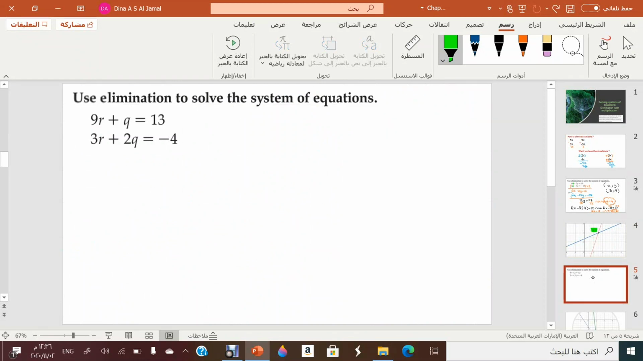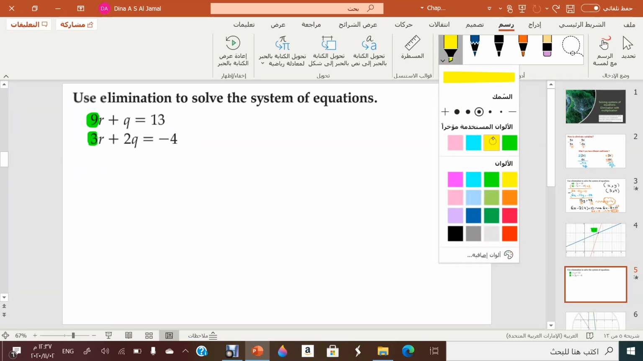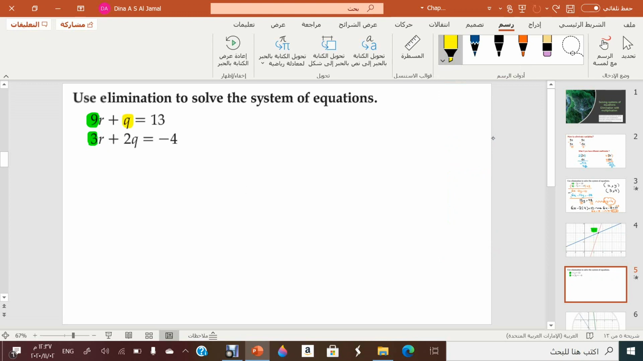Now, let's go here. Let's decide which variable I would like to eliminate. Here you will notice that there is a relationship between the 9 and the 3. So you can multiply everything by 3 and eliminate the r. Other than this, there is a relationship between q and 2q. You can multiply the first one by 2 and eliminate the q. So this system of equations can be solved in two ways.